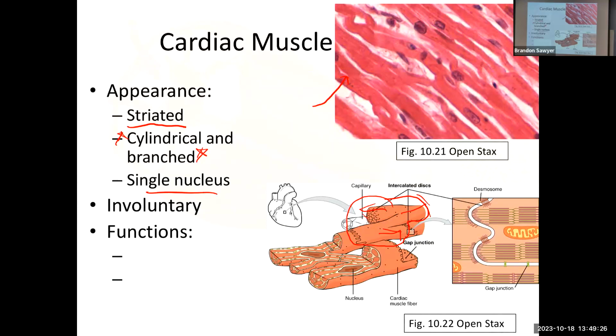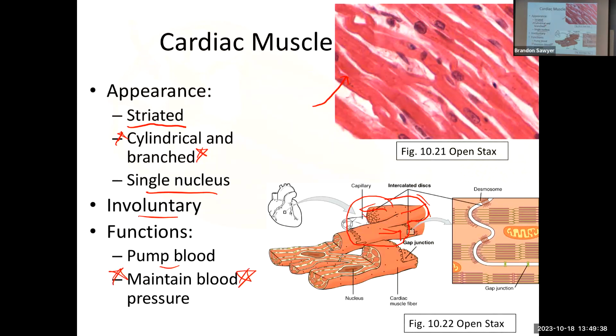Definitely involuntary. We can't control our heart rate on our own. Obviously, the main function is to pump blood, and by pumping blood, that's what really creates our blood pressure and maintains it. Smooth muscle of arteries is important for that too, but the origination of our blood pressure comes from the heart, right? That initial pump is what gives it the initial pressure.